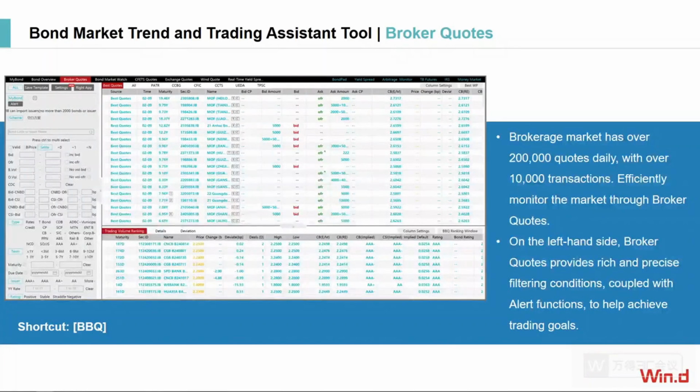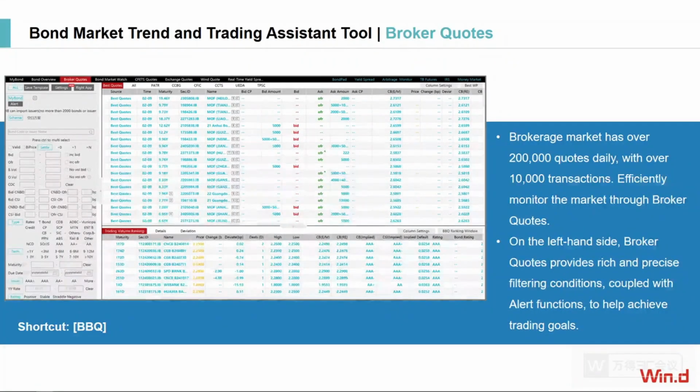We have already introduced the key components of interest rate trading in our former session, so we can start with our trading directly. Once you are going to trade, you need to get the latest bond price, right? When it comes to the bond price, the quotes from the brokers are important for the bond trader. There are over 200,000 quotations and over 10,000 transactions per day in the brokerage market. So you need an efficient tool to track the price data, and the broker quotes is the tool you need.